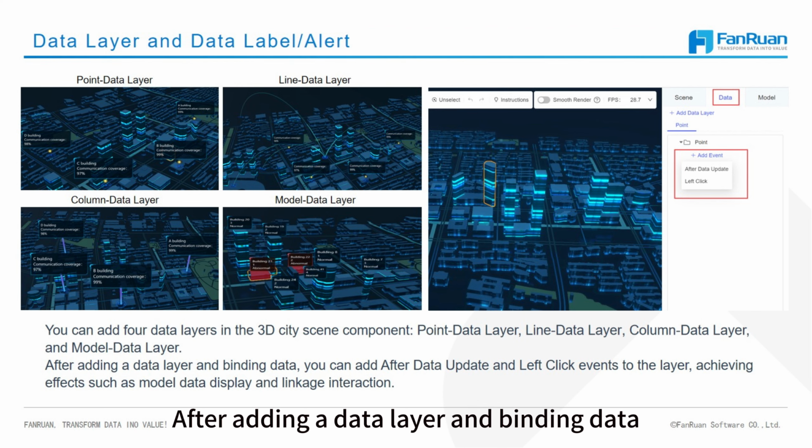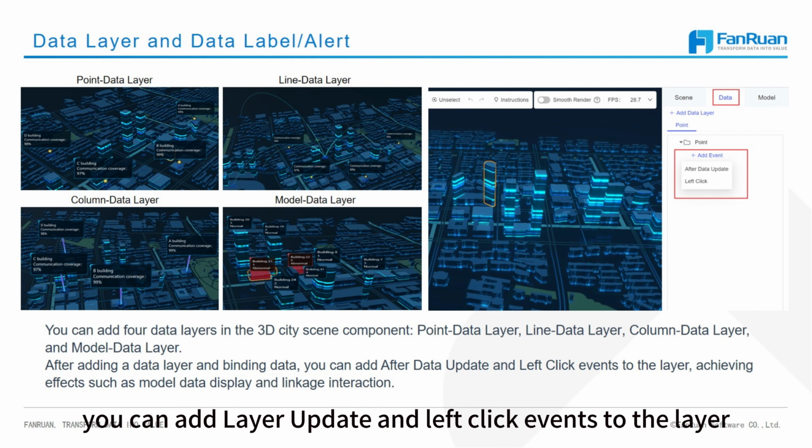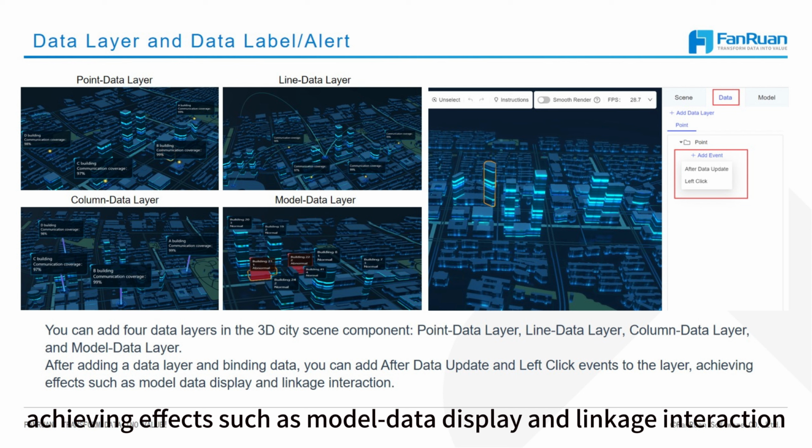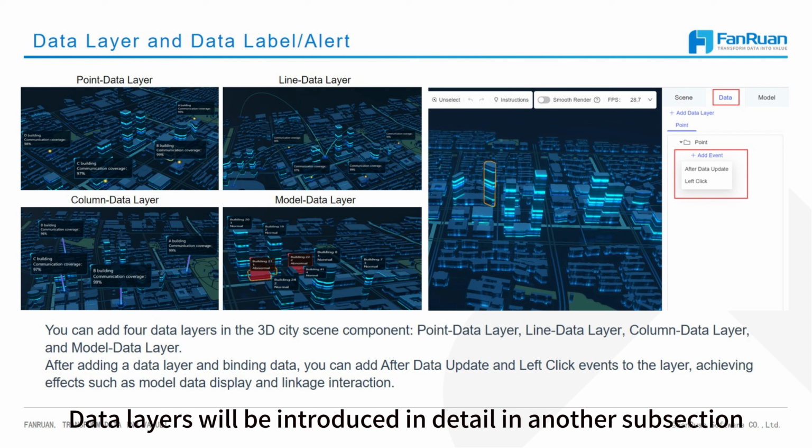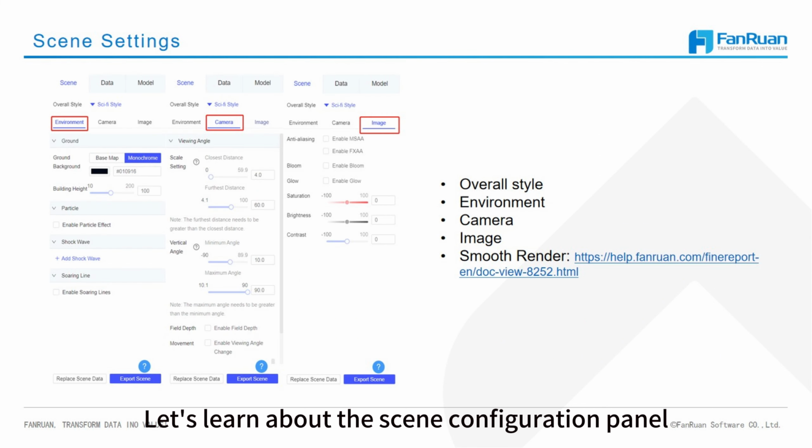After adding a data layer and binding data, you can add layer update and left-click events to the layer, achieving effects such as model data display and linkage interaction. Data layers will be introduced in detail in another subsection. Let's learn about the Scene Configuration panel.